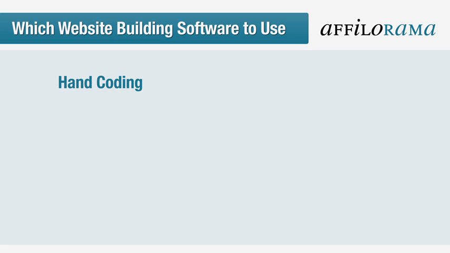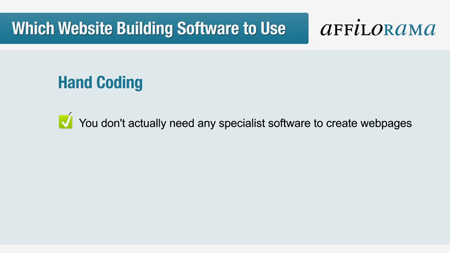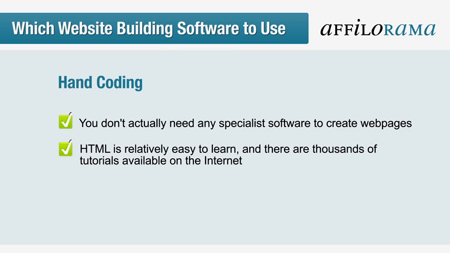What about hand coding? Surprisingly, you don't need any specialist software to create web pages. In fact, our developers here at Affilorama, along with many professional web developers, do their development in plain old text editors, writing the sites directly in HTML and CSS. If you've got the time and inclination, HTML is actually a relatively easy thing to learn, and there are thousands of tutorials available. If, however, you just want to dive in and get a website up on the internet as soon as possible, you might be better off using a what-you-see-is-what-you-get editor, and then learning a bit of HTML as you go along.